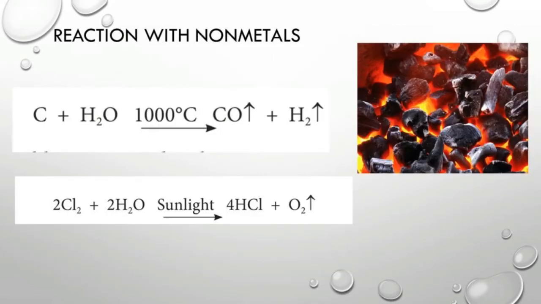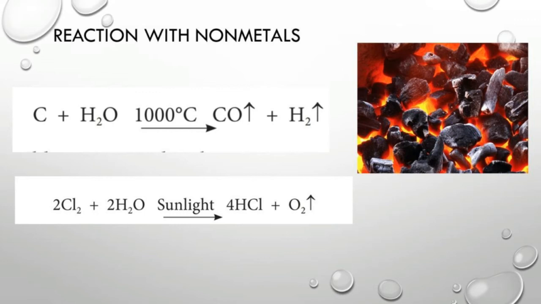Reaction with nonmetals. Red hot carbon, that is charcoal, reacts with steam to produce water gas, that is carbon monoxide and hydrogen. See, the carbon with water produces carbon monoxide and hydrogen gases at 1000 degrees Celsius.